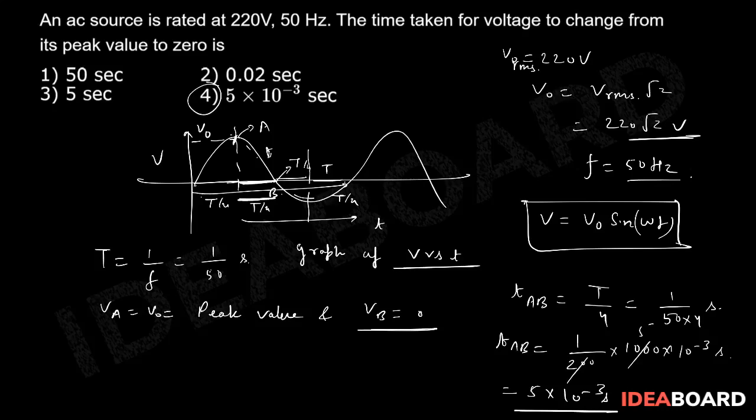So this was a logical question. You need to understand what they are asking. The time they were asking was from peak value to 0. So of course this is going to be the time period by 4. Understood? Yes.